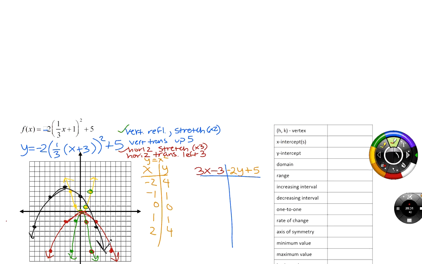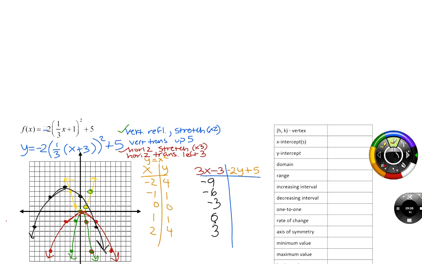Okay? And again, if we did it numerically, we would have just adjusted all the points like you see here. So we would have taken the x-coordinate of negative 2. We would have done 3 times negative 2 is negative 6. Minus 3 is negative 9. 3 times negative 1 is negative 3. Minus 3 is negative 6. 0. So I would do this change for each of these.